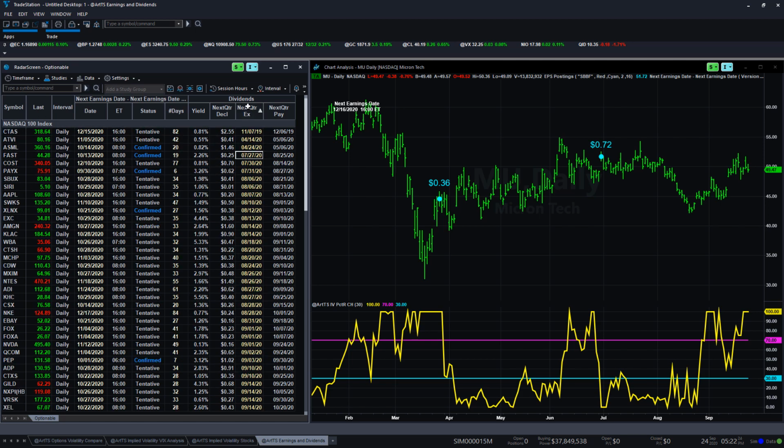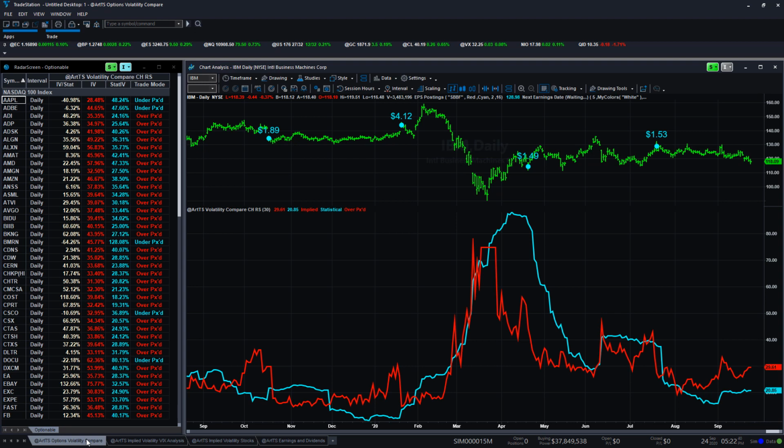If I sort on this, I can see where those next dividends are. All right, let's jump to the volatility compare. This was the first workspace that I showed you. This is the implied volatility, the red line, and the blue line is the statistical volatility, and we're measuring which one is above which one.